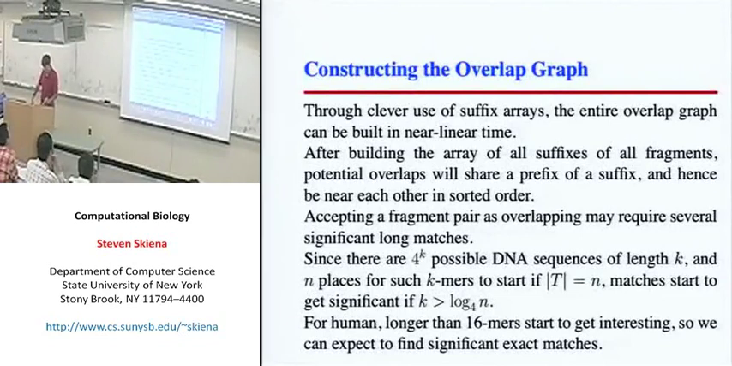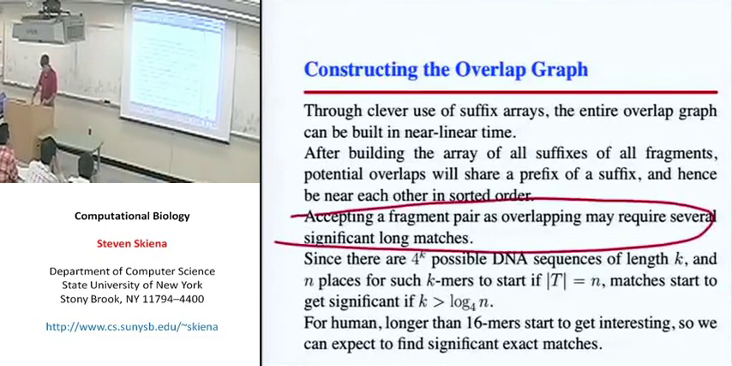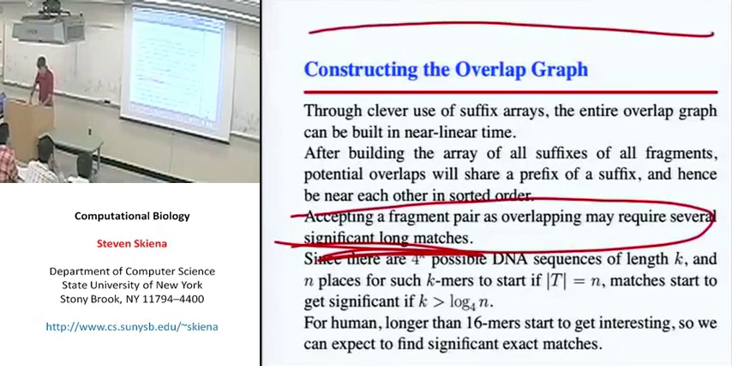One issue is how long an overlap should be. We agree that what we're looking for is a fragment pair with a significantly long match. How long a match becomes interesting? I want to say that if genome sequences were random strings, if you had a random string of length n, how long would it be before a string would be likely to occur more than once? If we think about the human genome, how many people think A occurs more than once? Yeah. AC. Yeah, AT, right?